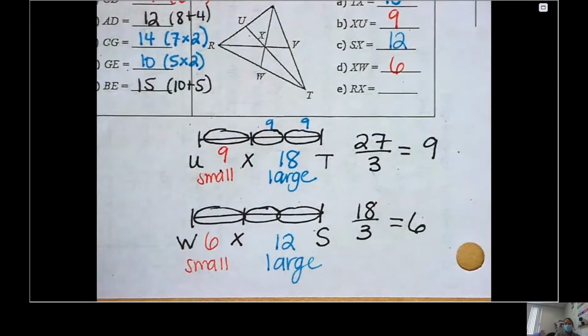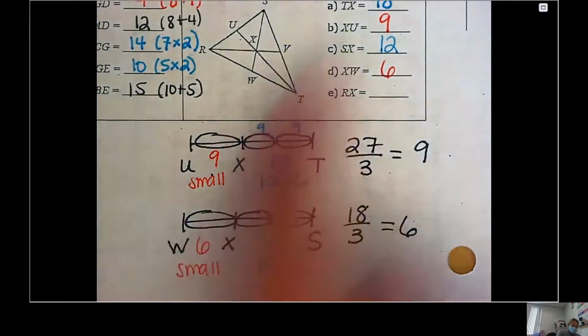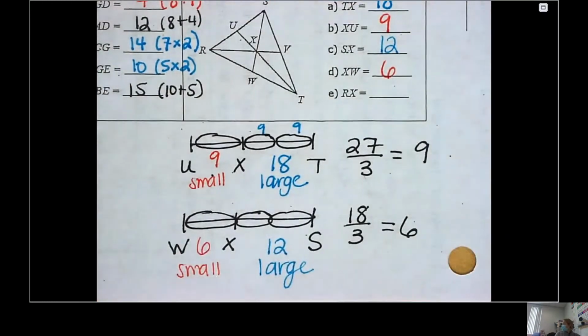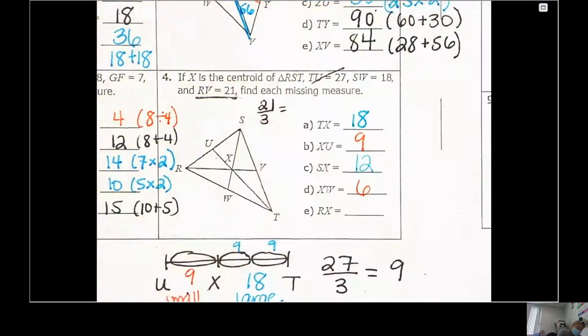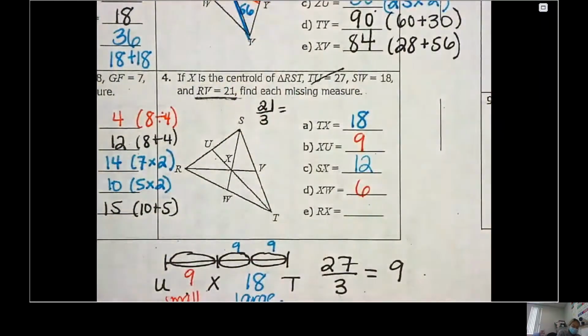Guess what? The last one is the same thing. But when we're doing it, how are we supposed to know if it's the whole thing? So you have to look at what's given to you right here. RV is 21. Look at the picture. Is RV the whole thing, the big piece, or the small piece? It's the whole thing. So I'm going to take RV and divide it by what? 3. 21 divided by 3 is 7.